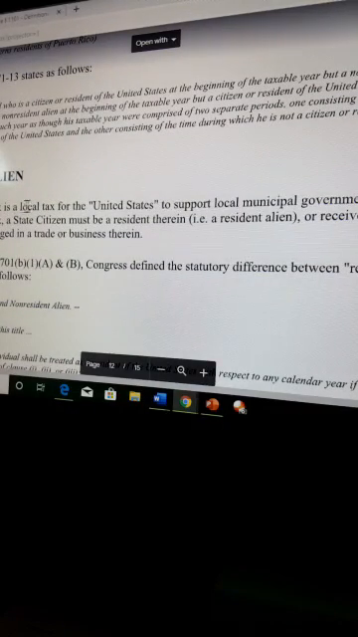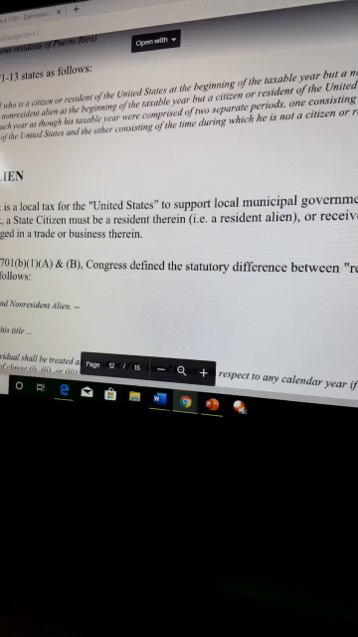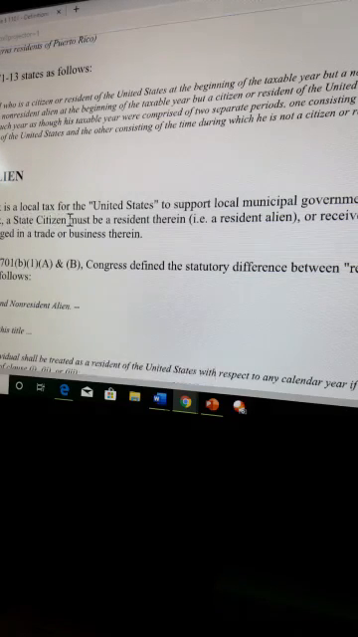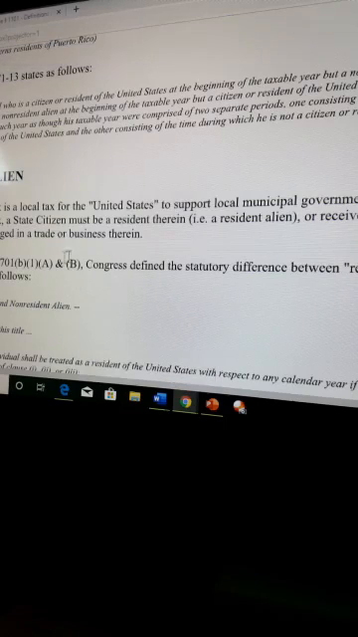The federal income tax is a local tax for the United States to support local municipal governments, and in order to become liable to this tax, a state citizen must be a resident therein, i.e. a resident alien, or receive income from sources therein, or be engaged in trade or business therein.